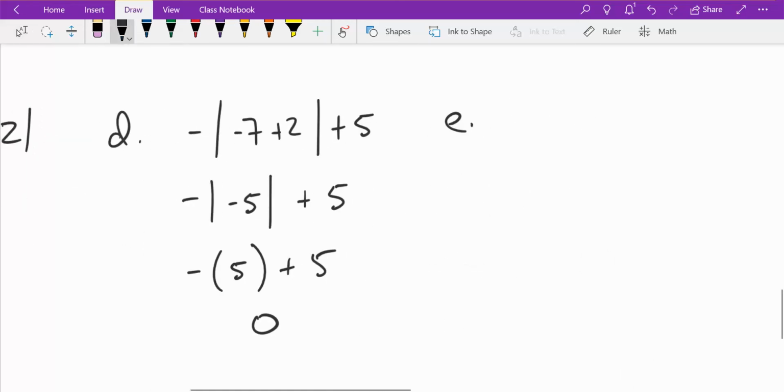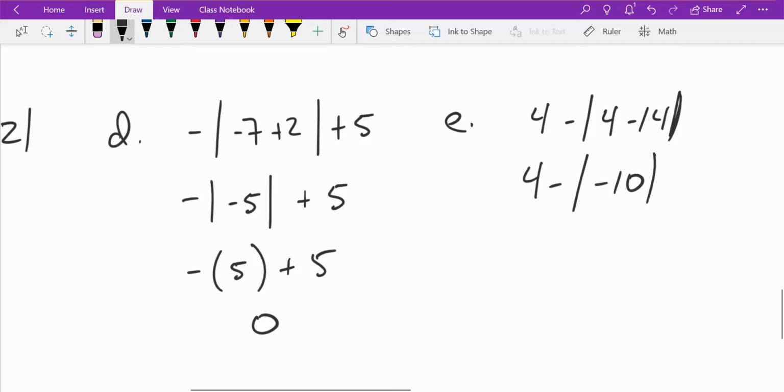And E, 4 minus the absolute value of 4 minus 14. Well, the absolute value of 4 minus 14 would be the absolute value of negative 10. The absolute value of negative 10 is 10, so this would be 4 minus 10, which would be negative 6.